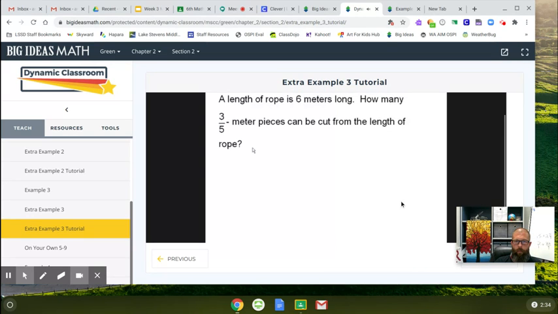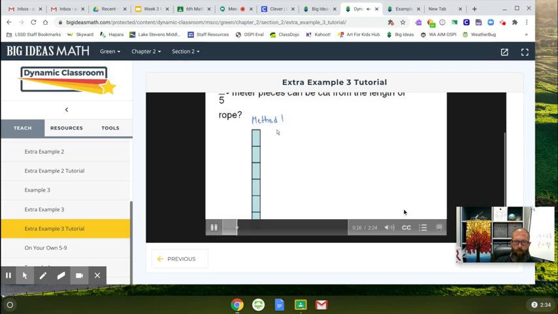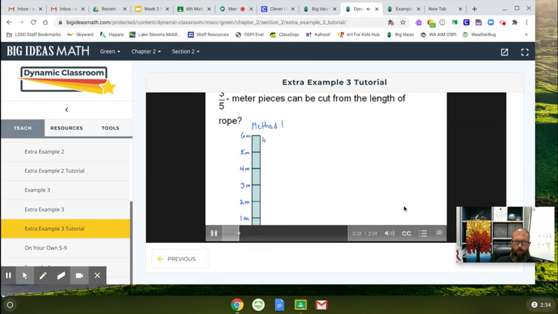To solve this problem, we will use 2 methods. In method 1, we will use a diagram. Mark each meter on the diagram. Divide each meter into 1/5 meter sections. Now, count the number of 3/5 meter pieces. There are 1, 2, 3. I just think this is more confusing, but 4, if it's good for you, go for 5, it.